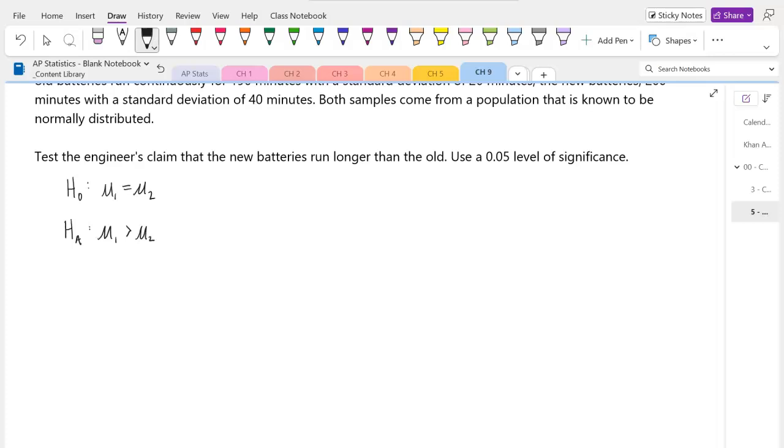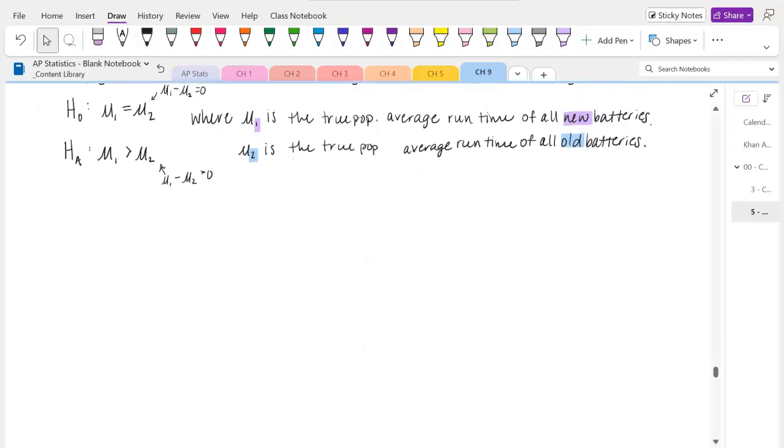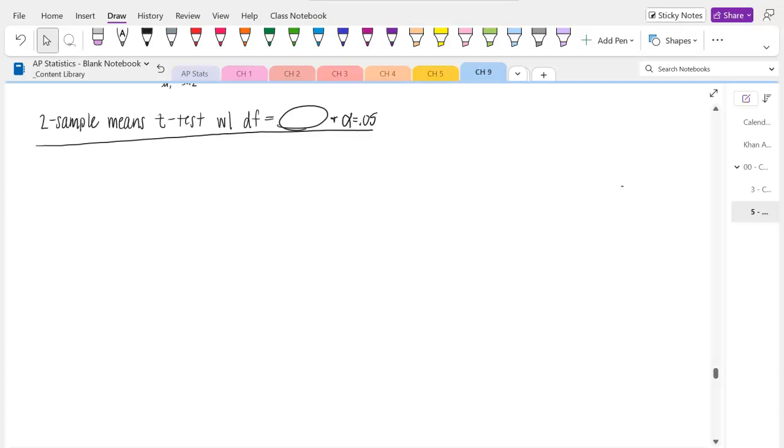I'm going to go ahead and write out what each one means. Keep in mind that when you are writing these out, another way to say that right there is mu sub 1 minus mu sub 2 is equal to 0. And another way to write the alternative is mu sub 1 minus mu sub 2 is greater than 0. So just keep in mind that as you go through these processes. So we're going to go ahead and put our title and then our conditions. Do not forget to fill in that degree of freedom after you run the entire test in your calculator.